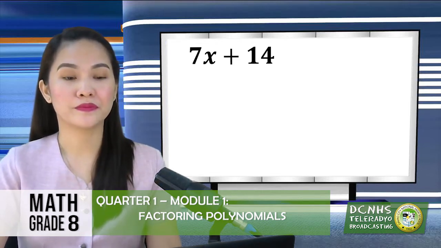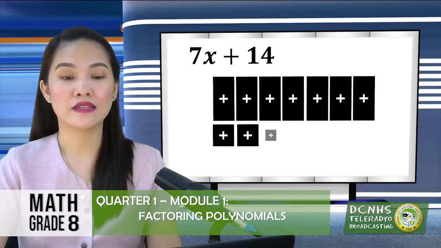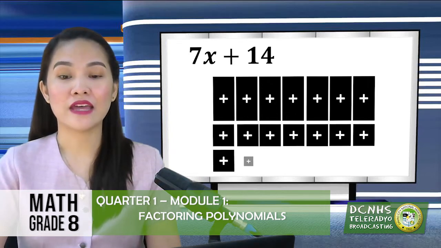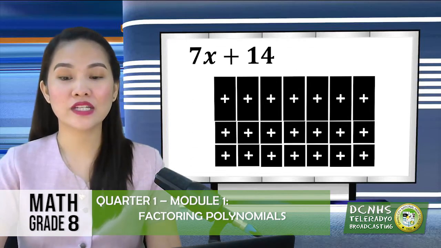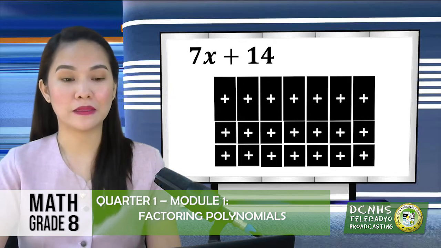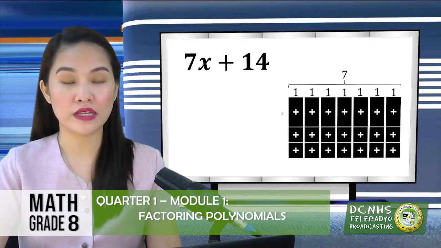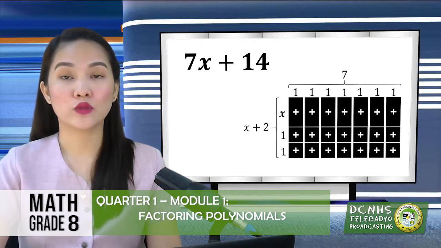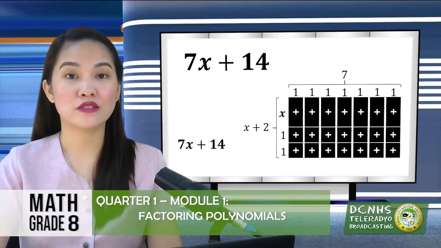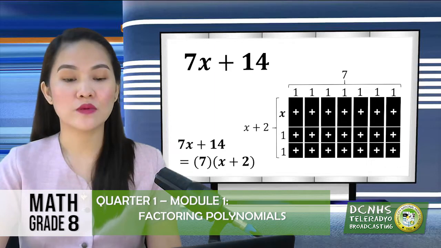Example number 2: 7x plus 14. 7x is represented with 7 x tiles, and 14 is represented with 14 one tiles. Arrange these tiles to form a rectangle. The rectangle which was formed has a dimension of 7 ones, or 7, and the other side has 1 x and 2 ones, or x plus 2. The factors of 7x plus 14 are 7 times the quantity x plus 2.